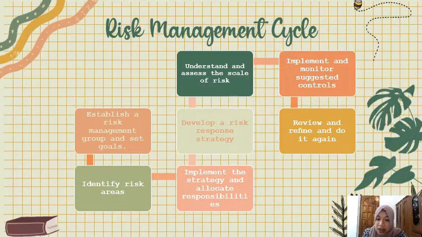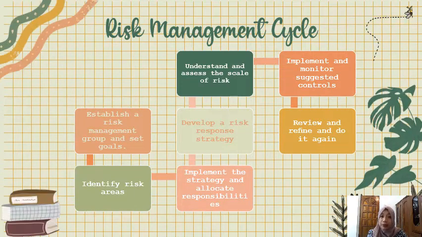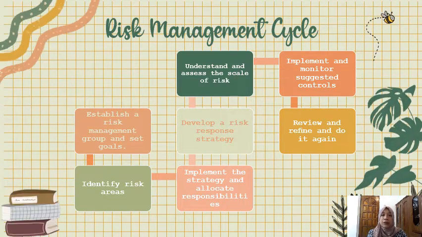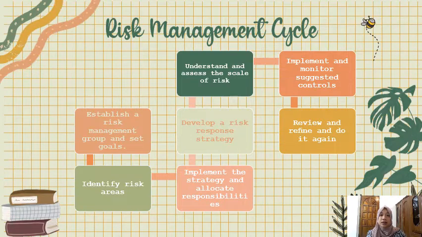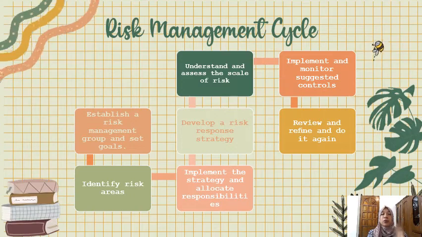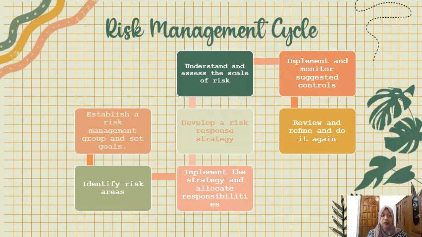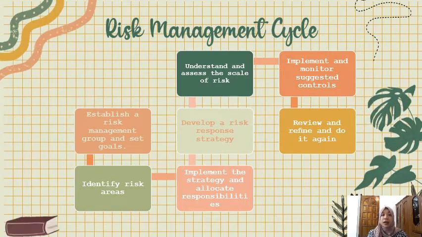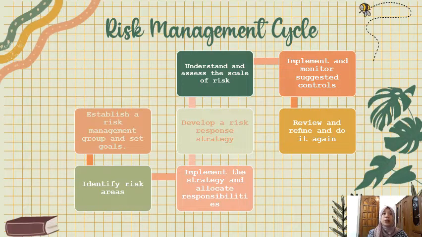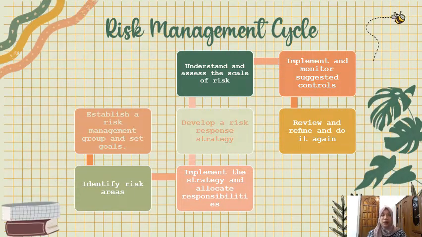After the implementation of the strategy and allocation of the responsibilities, we are now on the implementation and monitoring of suggested controls. The chosen strategy again may require the implementation of new controls or the modification of existing controls. Businesses are dynamic, and the controls that are in place will need to be monitored to assess whether or not they are succeeding in their objectives.